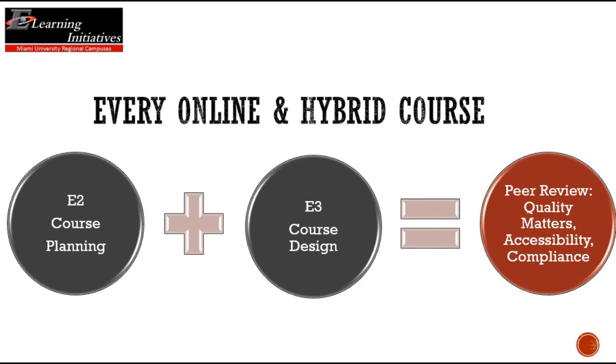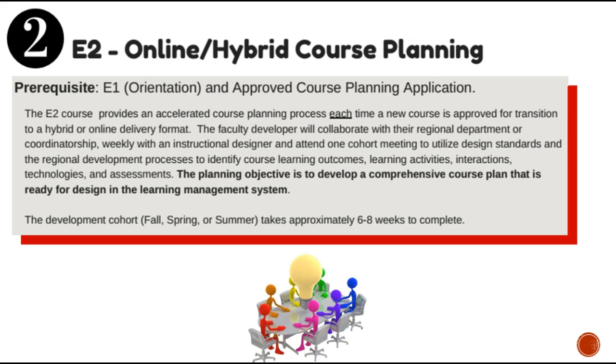This provides a little more information about E2, which is course planning. You'll notice the prerequisites at the top are the orientation and an approved application. The E2 process planning objective is to develop a comprehensive course plan that is ready for design in the learning management system. This part of the planning process takes approximately 6 to 8 weeks to complete depending on the time of year. It's important to get the applications in early as we cannot always guarantee a spot in a certain development cohort, but are able to place courses much easier the more lead time that we have.